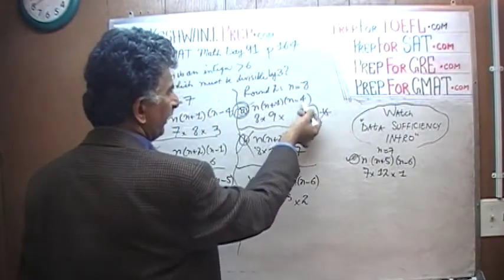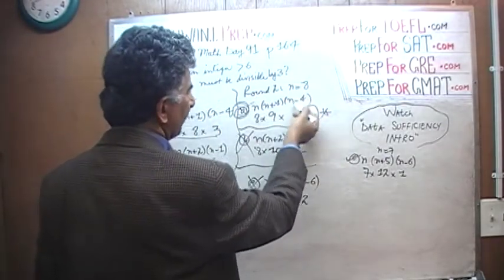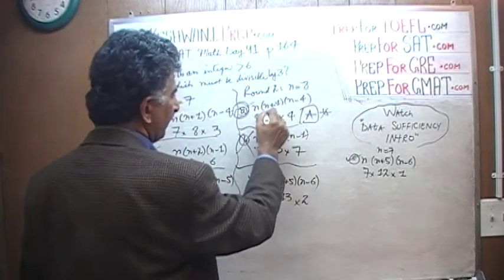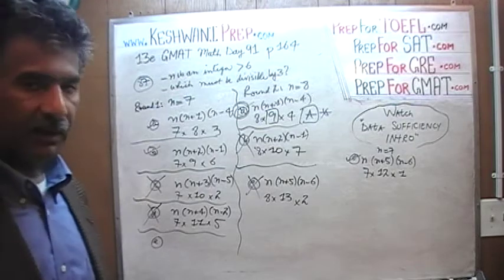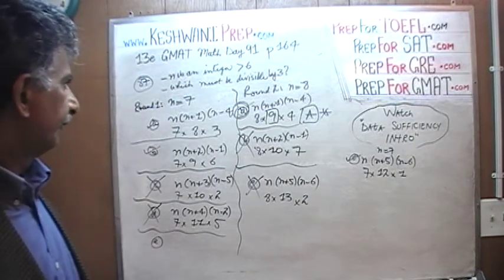We didn't have to finish figuring it out, but if you wanted to, you could do this. n minus 4 is going to be 4, but that's not the point. The point is 9 is divisible by 3. Therefore, the product of 8 times 9 times 4 is divisible by 3.